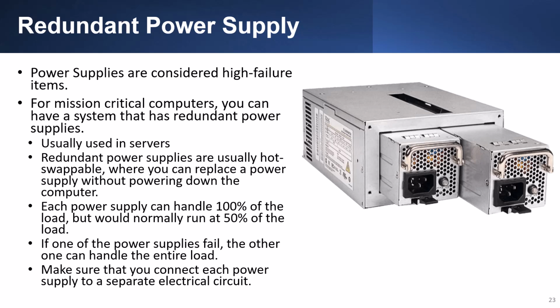Power supplies are considered high failure items. For mission critical computers, you can have a system that has redundant power supplies. It is usually found in servers. Redundant power supplies are usually hot swappable, where you can replace the power supply without powering down the computer. Each power supply can handle 100% of the load, but will normally run at 50% of the load. If one of the power supplies fails, the other one can handle the entire load. Make sure that you connect each power supply to a separate electrical circuit in case of an electrical power failure.